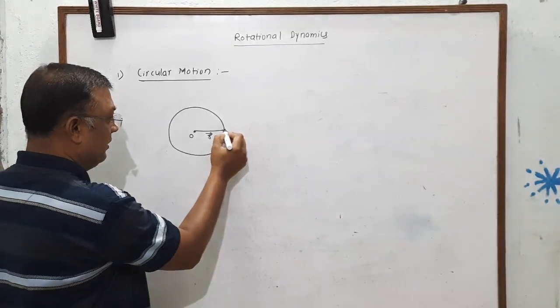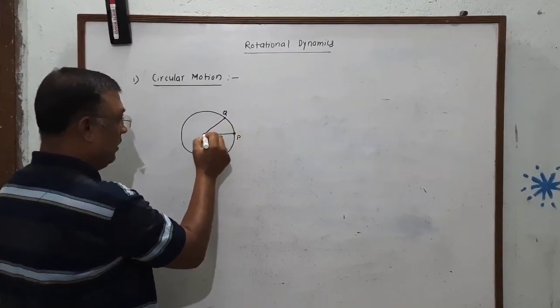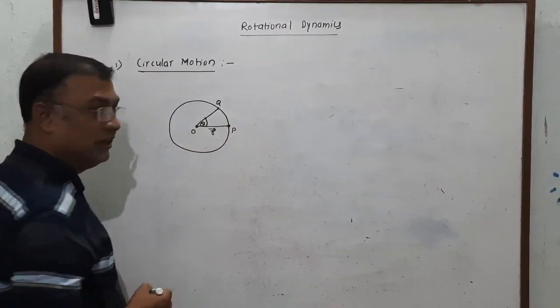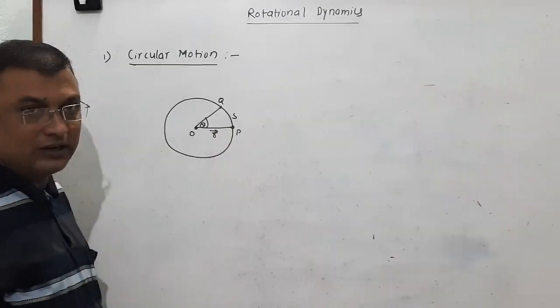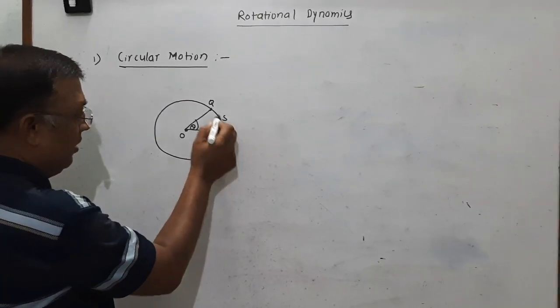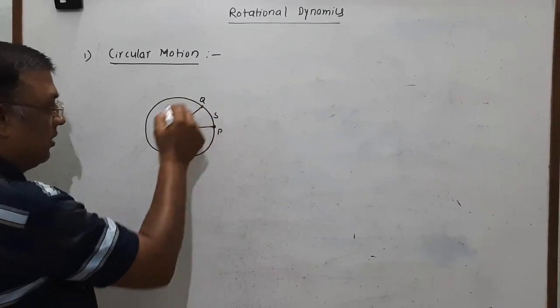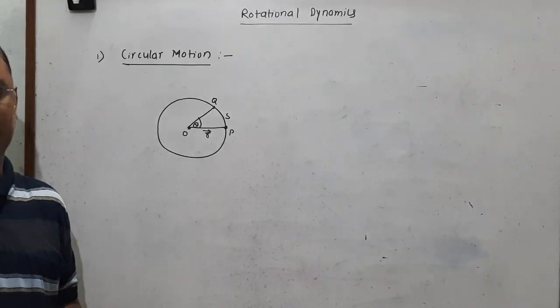In time T, the particle moves from P to Q, by making some angle theta, and the linear displacement is considered as S here. So whenever the particle moves along the circumference of a circle, that motion is called circular motion.